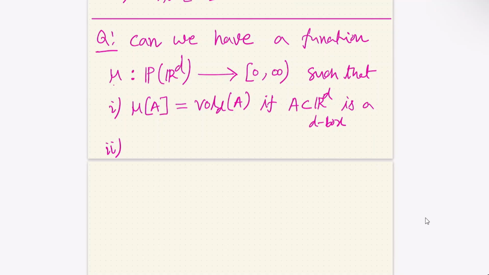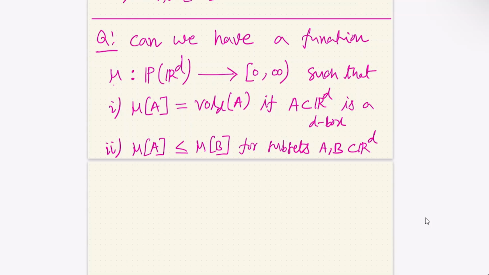Second point, mu of A must be less than or equal to mu of B for subsets A, B of RD with A a subset of B. These three conditions should be satisfied.